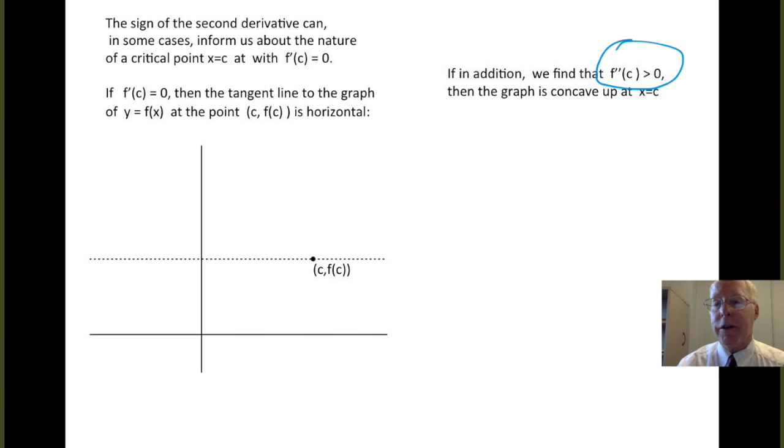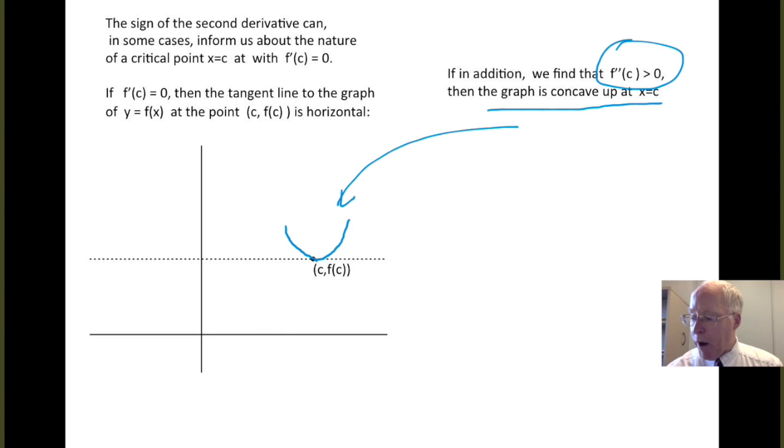Okay. Well, a positive second derivative indicates that the graph is concave up. Now think about it a moment. If the graph has to go through this point and has to be concave up, it has to bend like this. It goes to slope 0 here. It has to bend back up. So if this happens at a point where the tangent's horizontal, you have no option but to have a picture looking something like this, which means that you really have a relative minimum at this point.